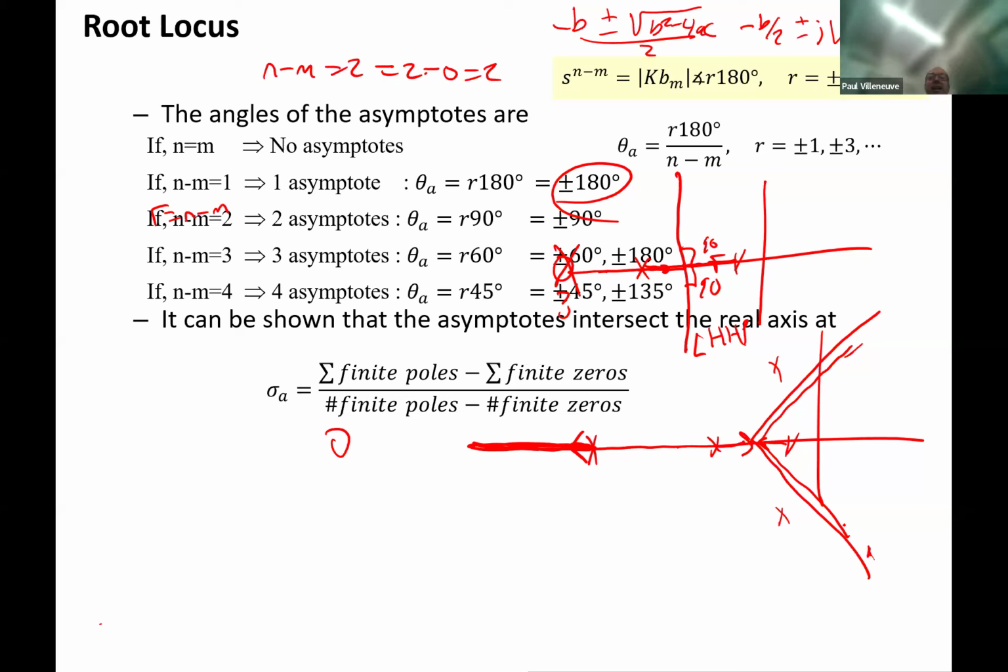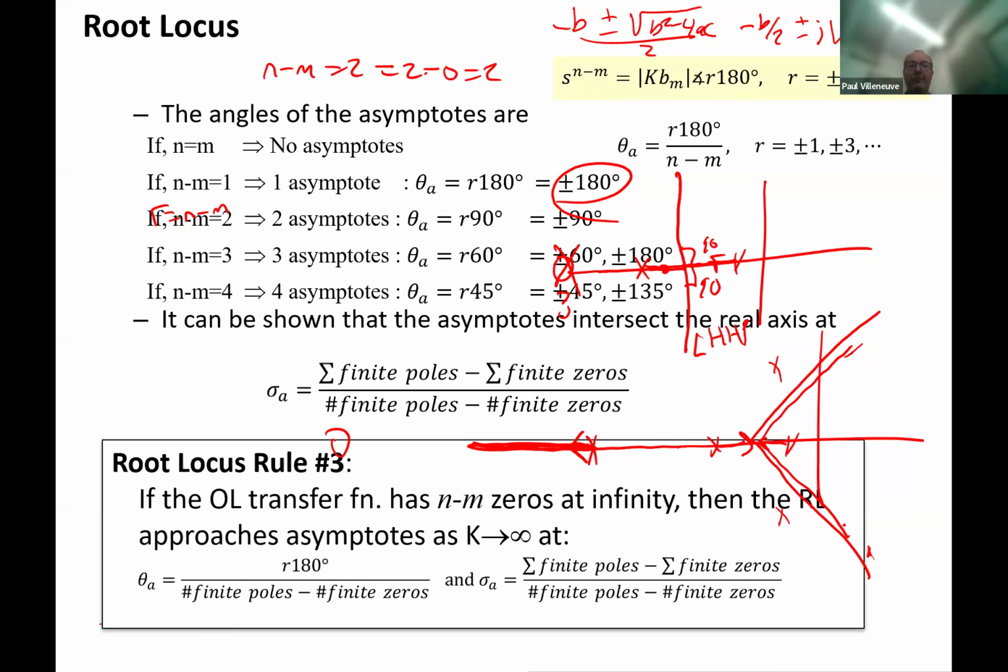And we're not going to go ahead and do the math for this, but the way to solve where those asymptotes intersect the real axis is here. You take the sum of the finite poles, you subtract the sum of the finite zeros, and then you divide by n minus m. All right, so that's our third rule. Rule number 3.